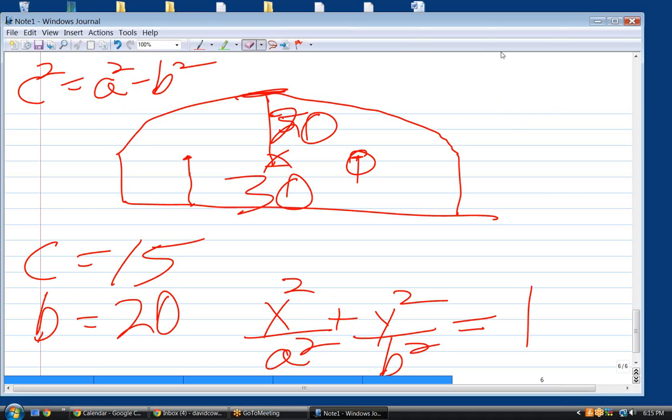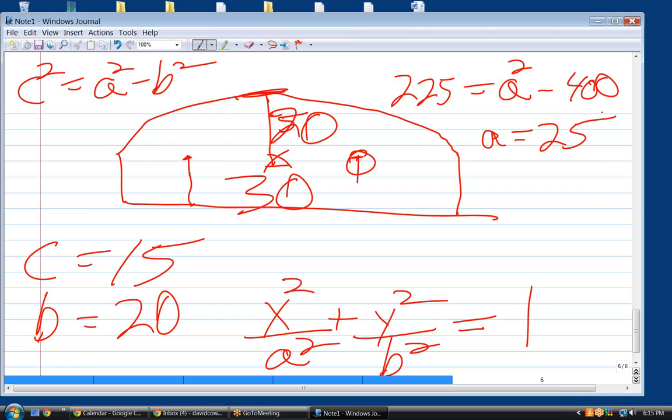Right. So C squared would be 225 equals A squared minus 400. So A is 25, right? Square root of 625 is 25. And now we have our equation: x squared over 625 plus y squared over 400 equals 1.